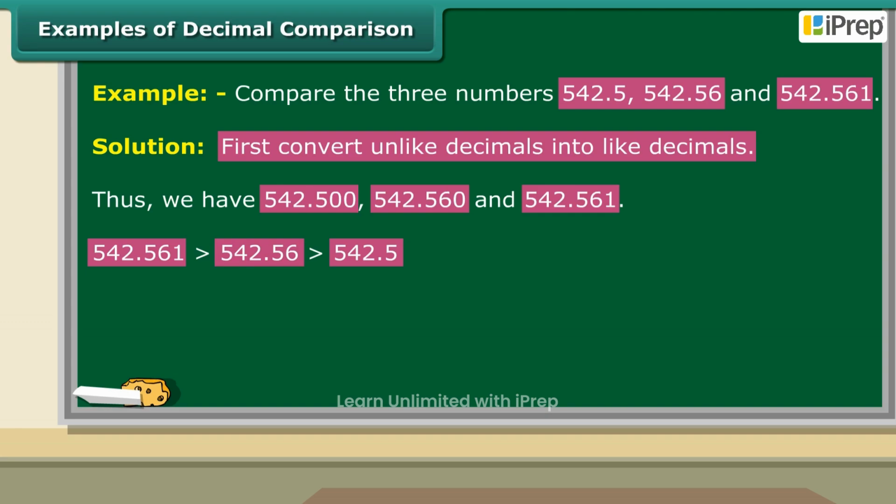Similarly, 542.56 is greater than 542.5. Thus, 542.561 is greater than 542.56, which is greater than 542.5.